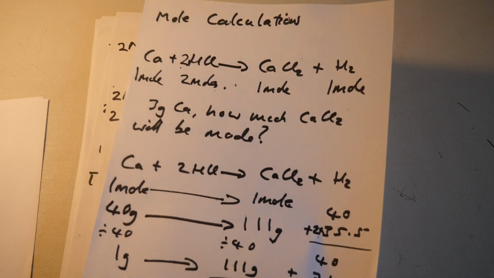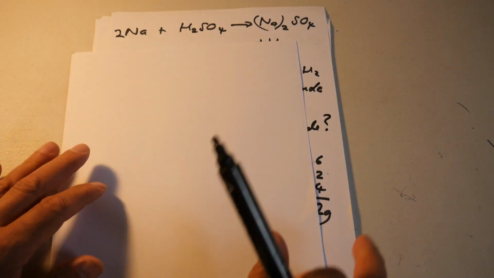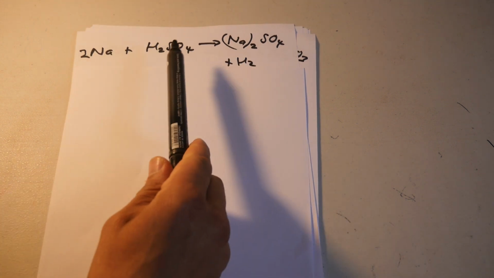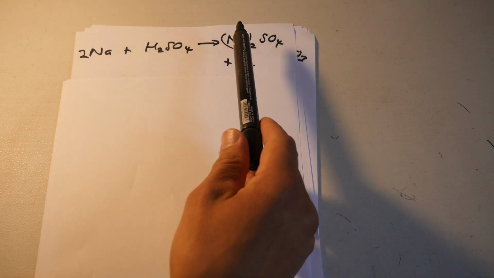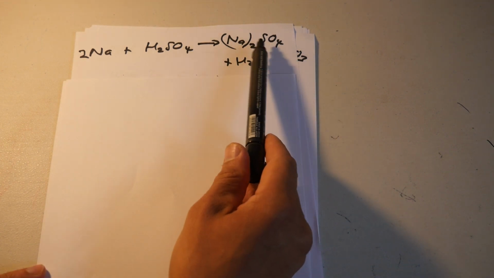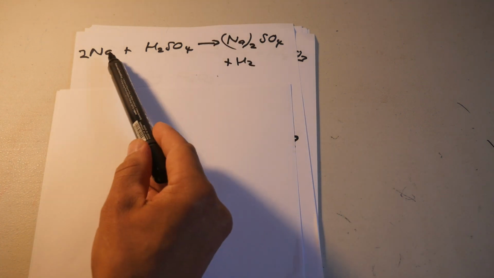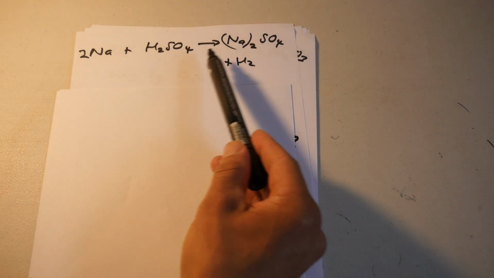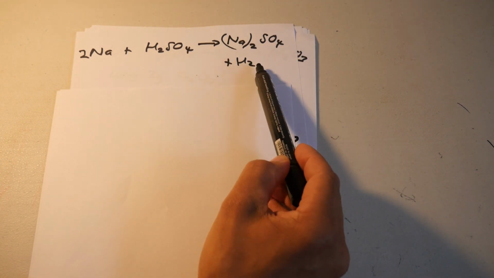Right. Next example. If you have sulfuric acid and sodium, okay? Reacting to give the salt, sodium sulfate, plus hydrogen, okay? Gas. I've not written down the state symbols here, but it's not that critical, but that would be solid, aqueous, solid, and gas, okay?